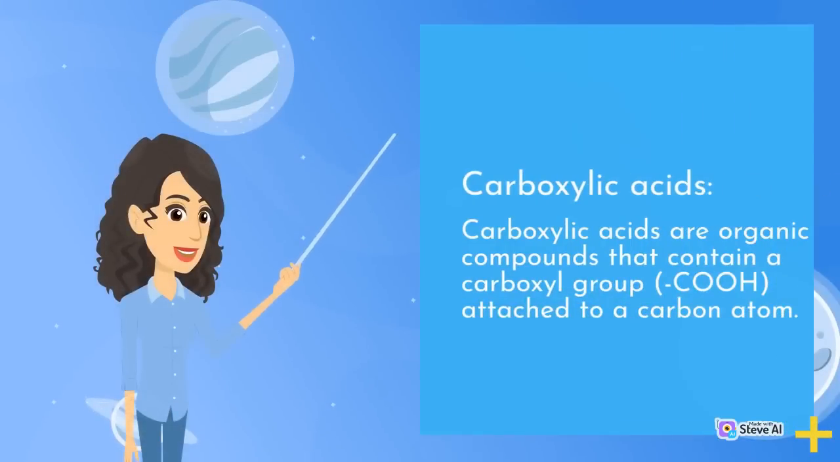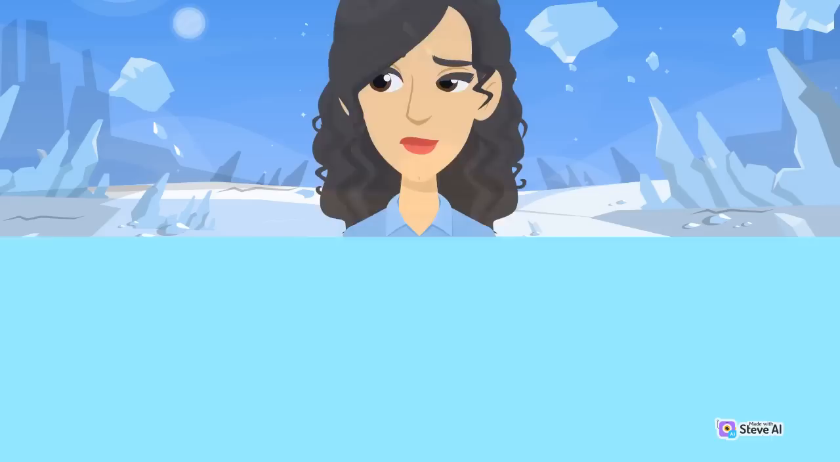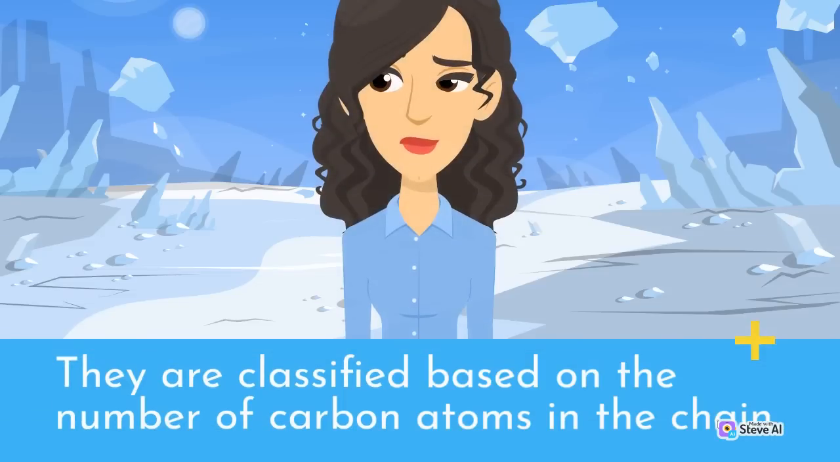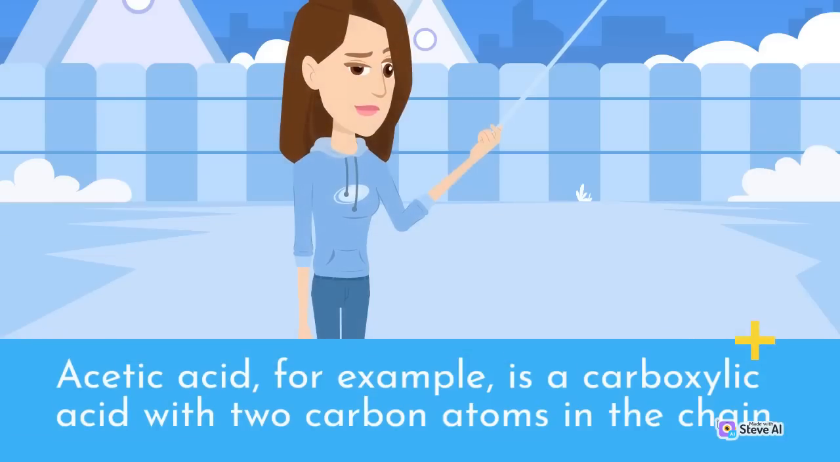Carboxylic acids. Carboxylic acids are organic compounds that contain a carboxyl group, COOH, attached to a carbon atom. They are classified based on the number of carbon atoms in the chain. Acetic acid, for example, is a carboxylic acid with two carbon atoms in the chain.